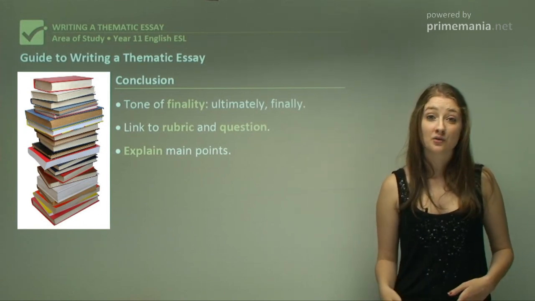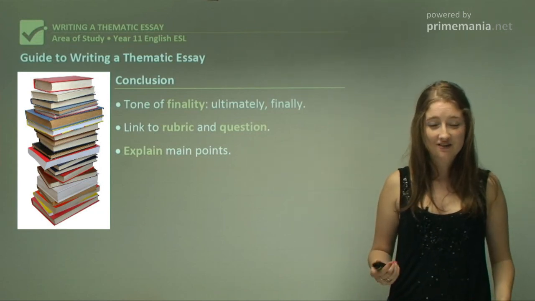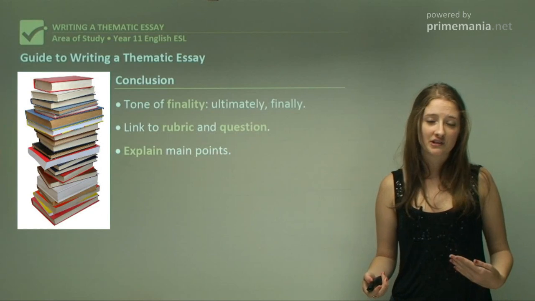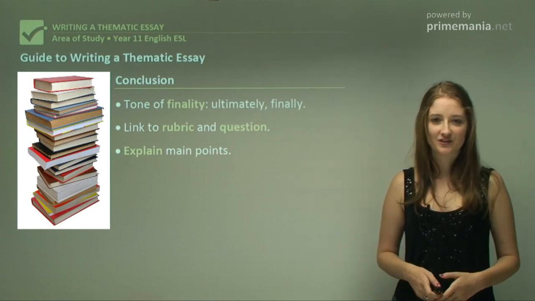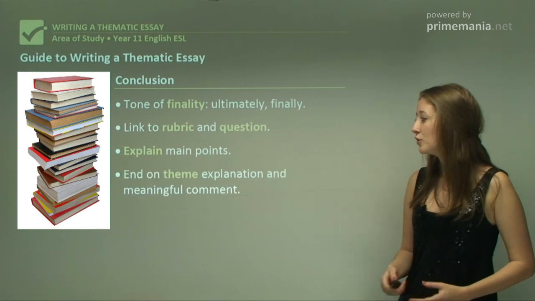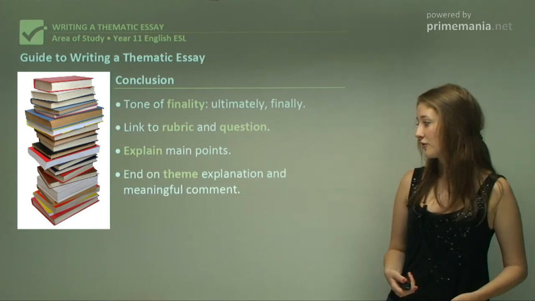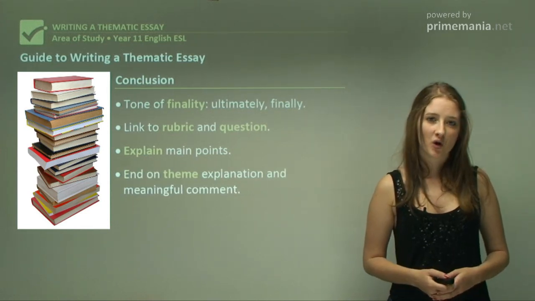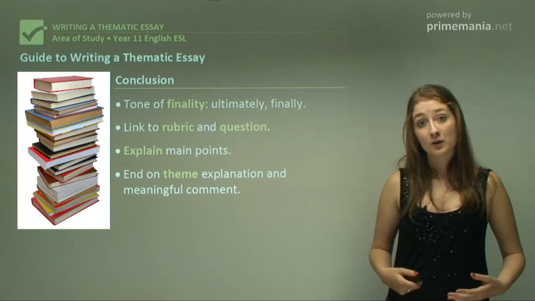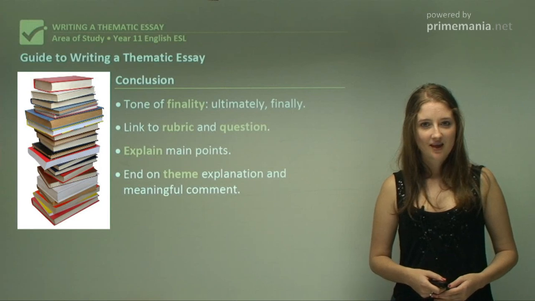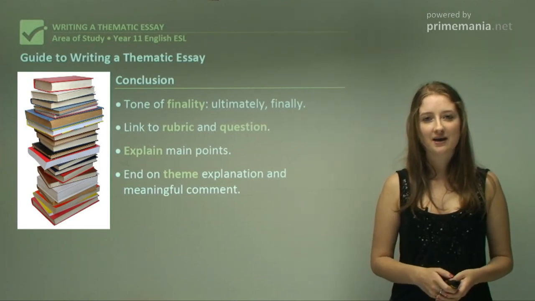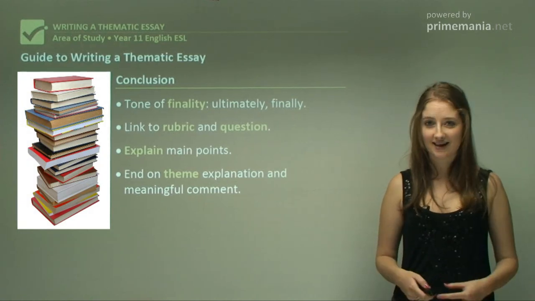You really want to make sure that the marker has a good understanding of everything you've tried to prove, and just giving them a brief conclusion is a really good way to make sure that none of your ideas will be lost. You also want to end on an explanation of your theme and perhaps a meaningful comment. So instead of just stating what your theme is, really showing what you think about your theme and really showing the way in which you've learned something from these texts about your theme and communicating that to the marker.